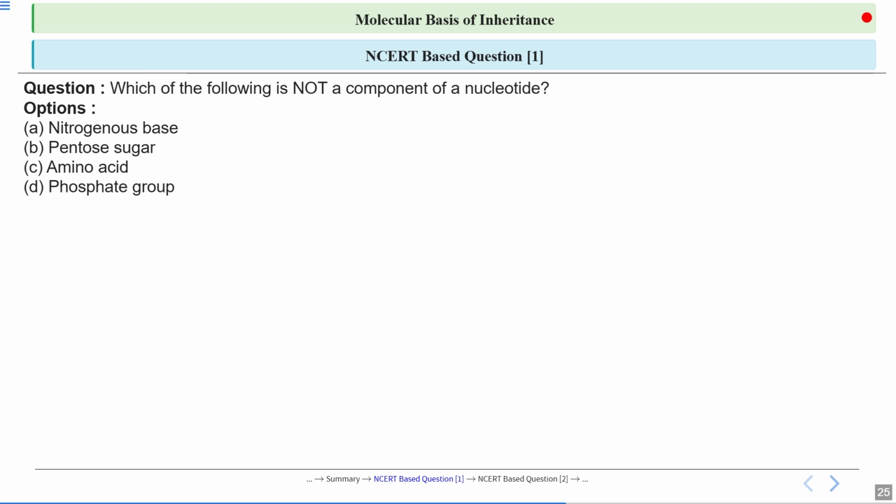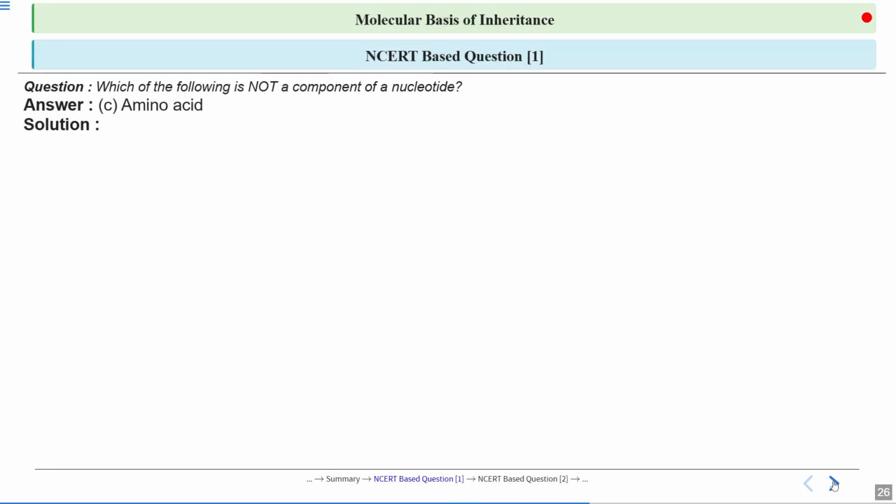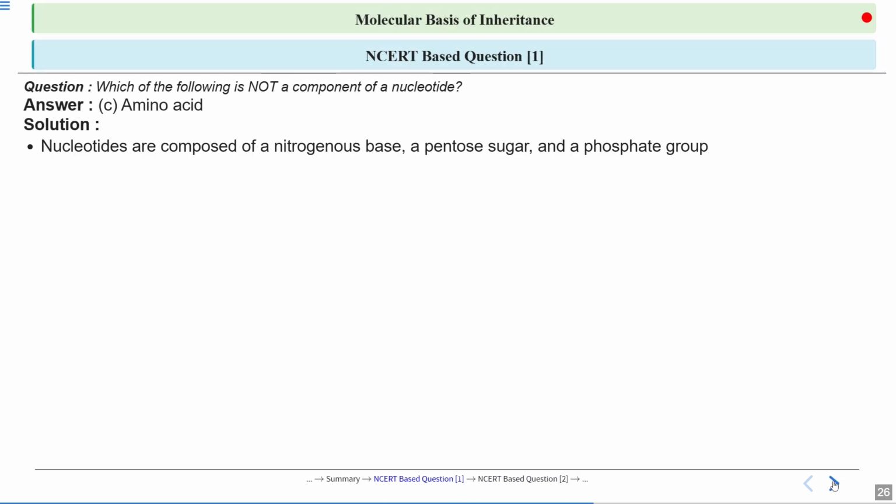Then we have studied that it has 3 components. So what are those components? First was the nitrogenous base, which was purine and pyrimidine. Then it was pentose sugar, which was ribose and deoxyribose. And third was the phosphate group. So what is going to be the answer of this question? The answer of this question is going to be amino acid.